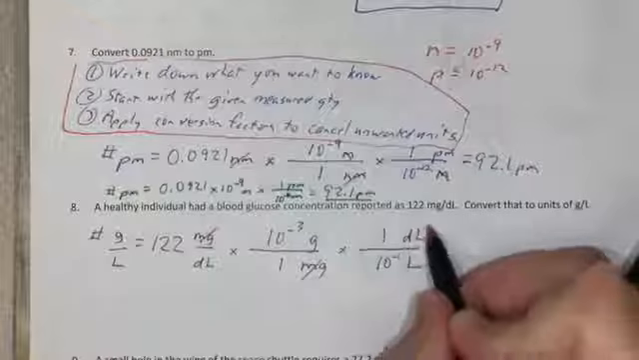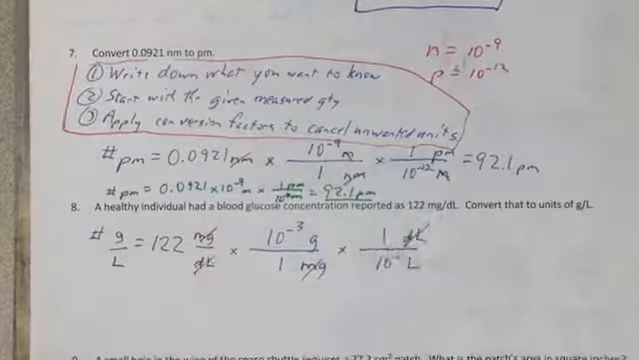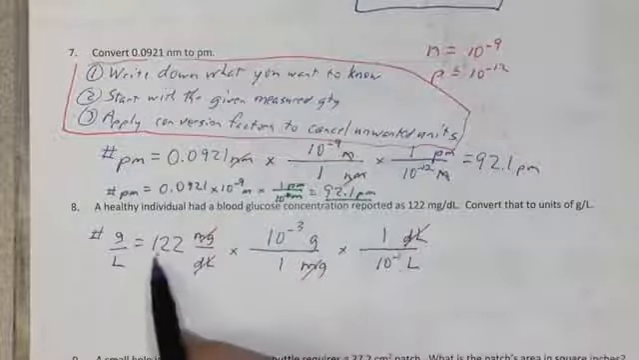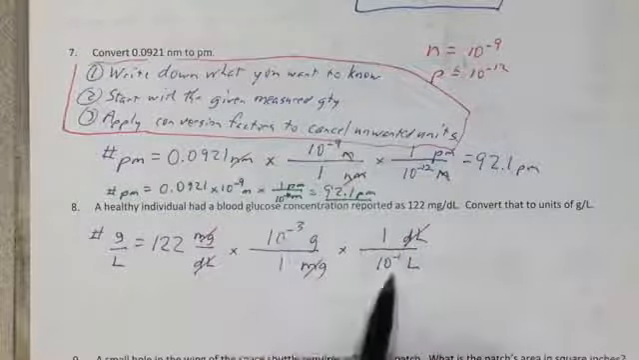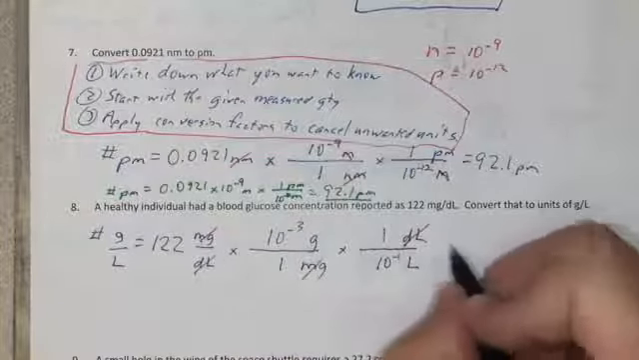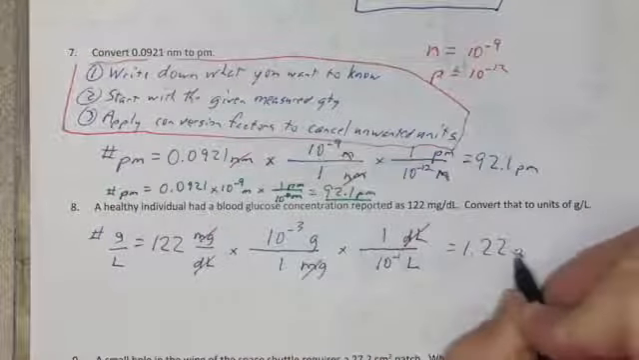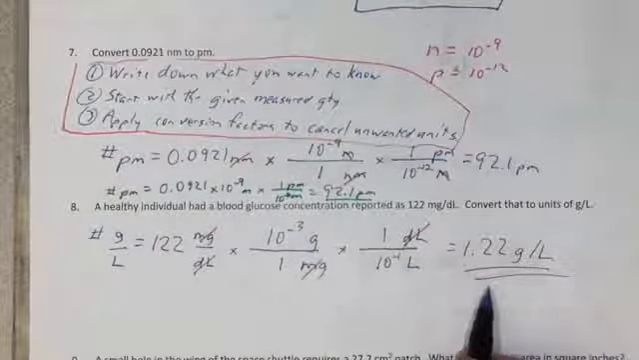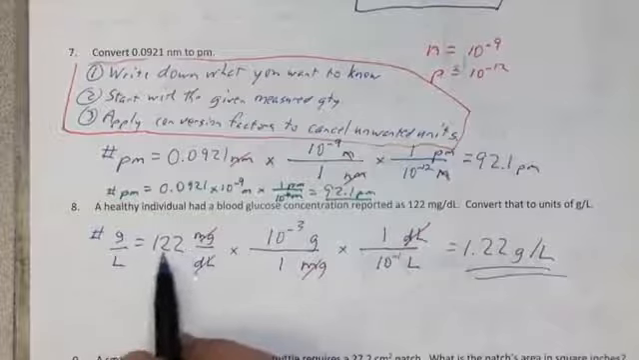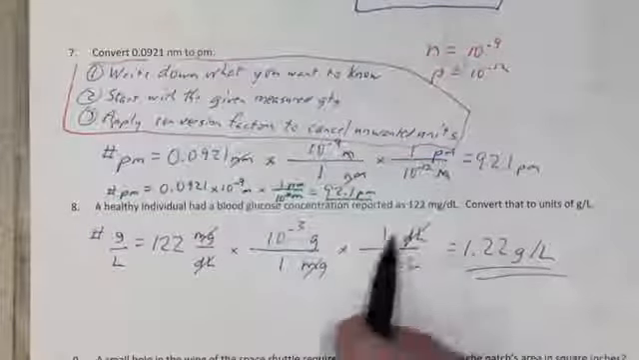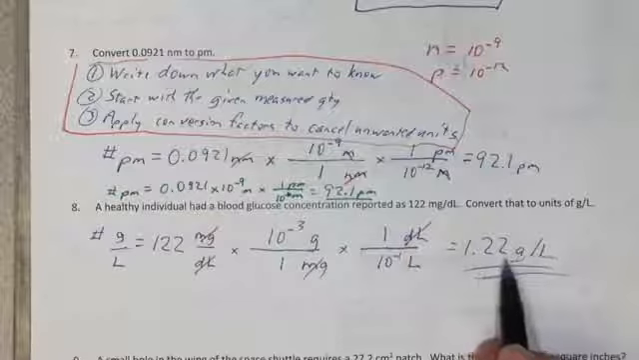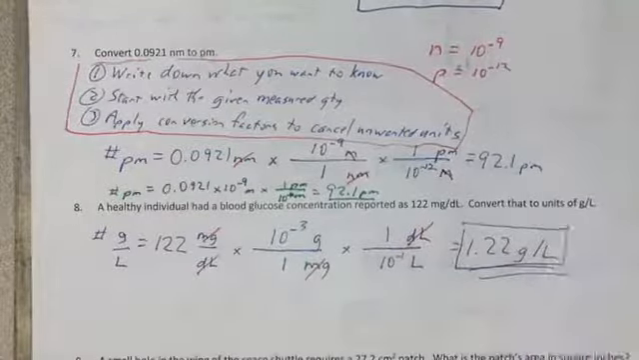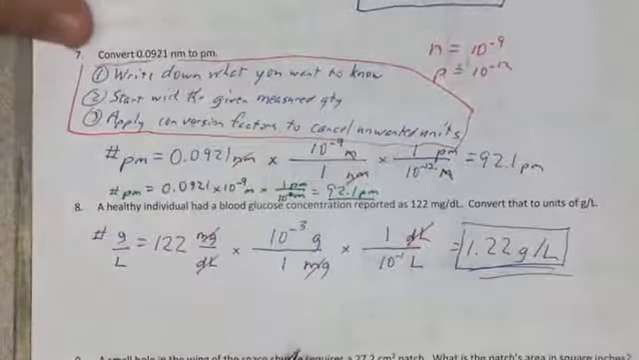So deciliter appears in the numerator. It cancels deciliters in the denominator. So everything in the numerator you multiply, everything in the denominator you divide, you ignore ones. 1.22 times 10 to the negative 3 divided by 10 to the negative 1 equals 1.22 grams per liter. Now, since all we're doing is multiplying and dividing, significant figures is easy. This has 3 significant figures. This is exact. This is exact. So our answer ends up with 3 significant figures. We end up with 1.22 grams per liter. So this is a dimensional analysis problem.